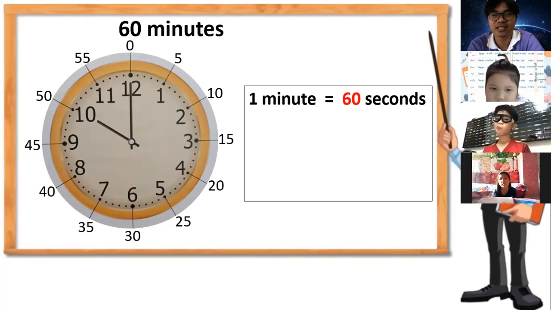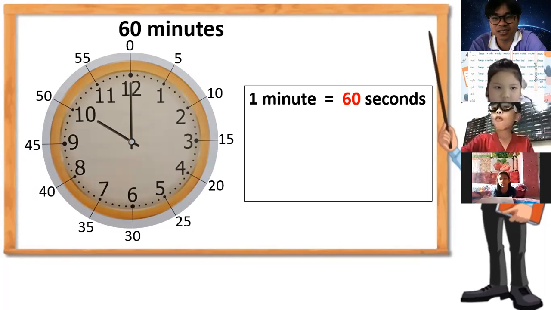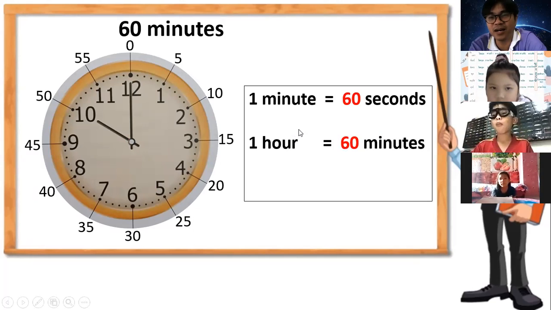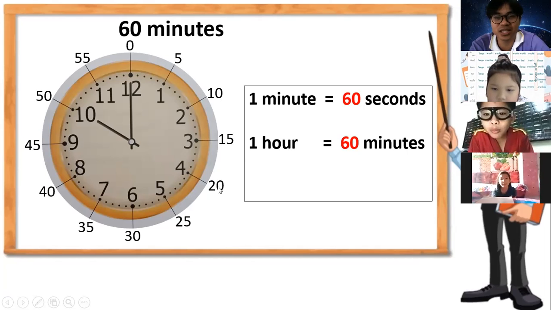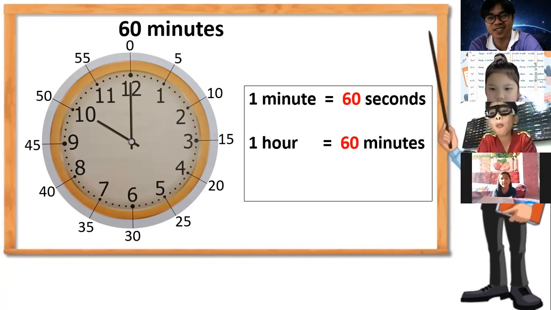How many minutes in 1 hour? 1 hour is equal to 60 minutes. Very good. That's why you can see 60 minutes here. Every number is equivalent to 5 minutes: 5, 10, 15, 20, 25, 30, 35, 40, 45, 50, 55, 60. Then 5, 10, just clockwise. That's the movement of the hands on the clock. 1 hour equals 60 minutes.